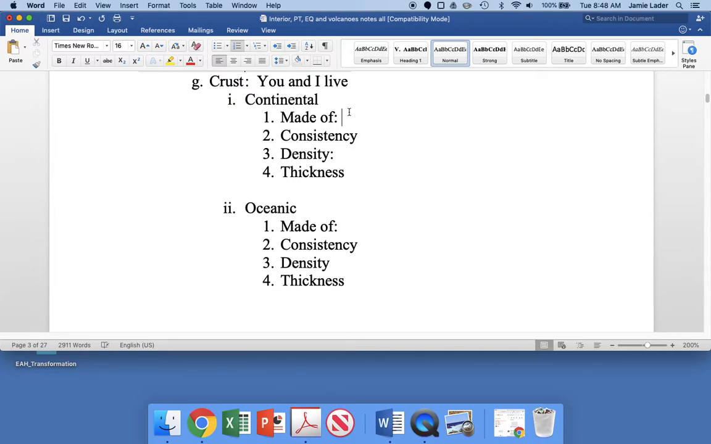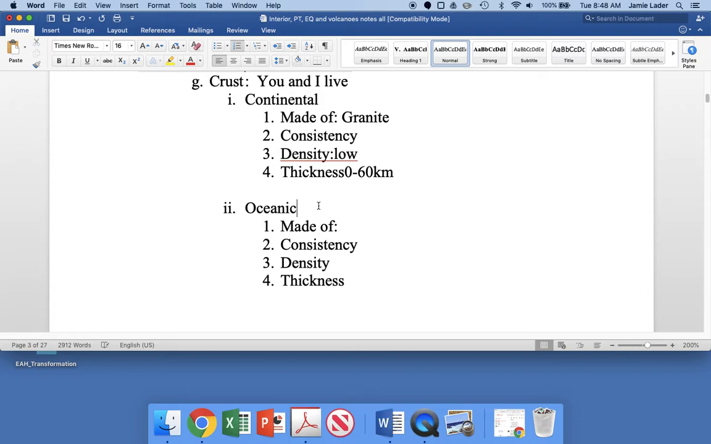So continental crust is made of our good old friend granite. Not granny, but granite. Its consistency, of course, is just solid. Density is very low, and it's going to be very thick. It's usually going to be between 0 and 60 kilometers thick.